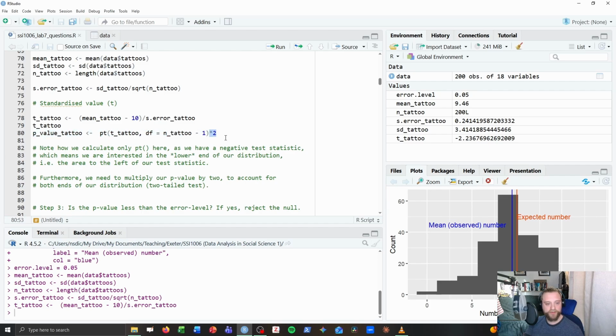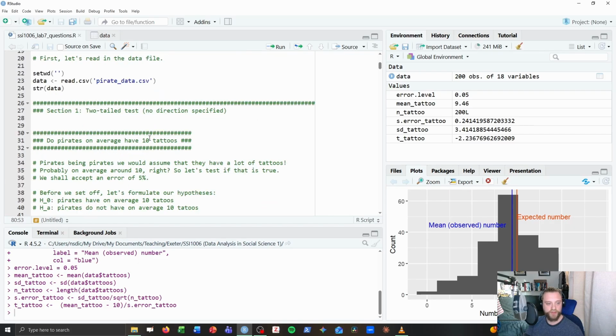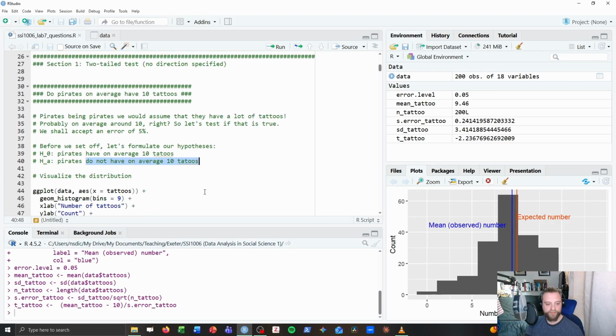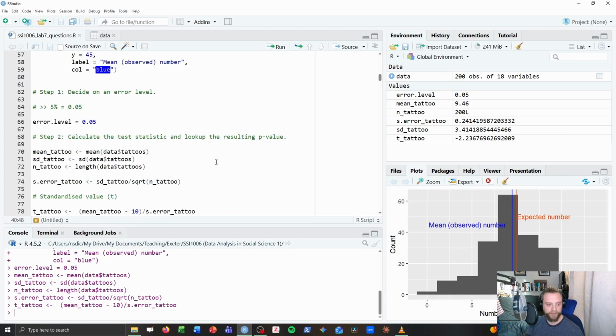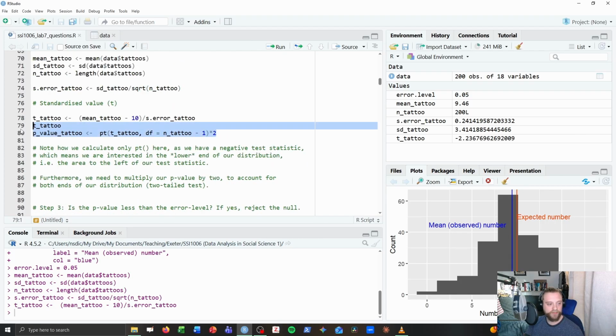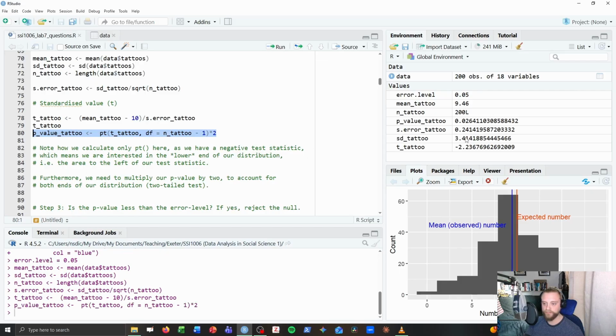Now, we're also interested in this case in both sides of the distribution, right? So we're interested in whether they don't have an average of 10 tattoos. So that could be lower, it could be higher. We know the actual value is lower, but nonetheless, it's a two-tailed test. So we're going to use pt multiplied by 2. And there, we can see, is our p-value. Our p-value is 0.026.